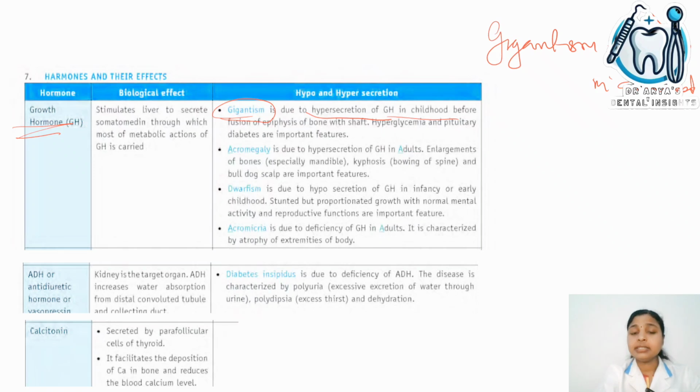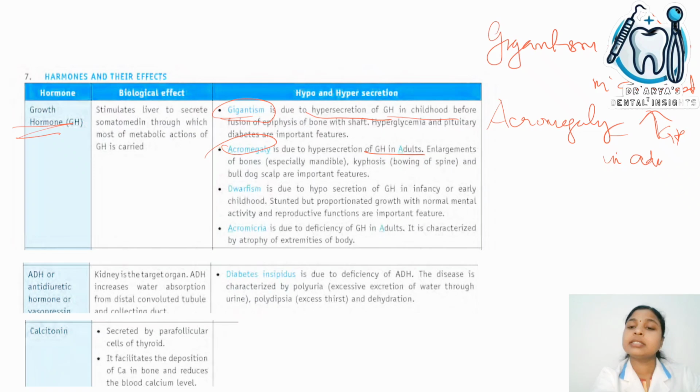Okay. Then coming to the next one, that is acromegaly. Acromegaly is due to the hypersecretion of GH in adults. There is a mnemonic, that is A for A: acromegaly is due to hypersecretion of GH in adults. Enlargement of bones, especially the mandible, kyphosis, that is bowing of the spine, and bulldog scalp are the important features.